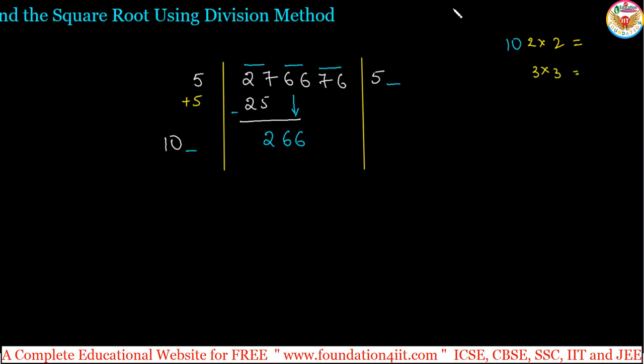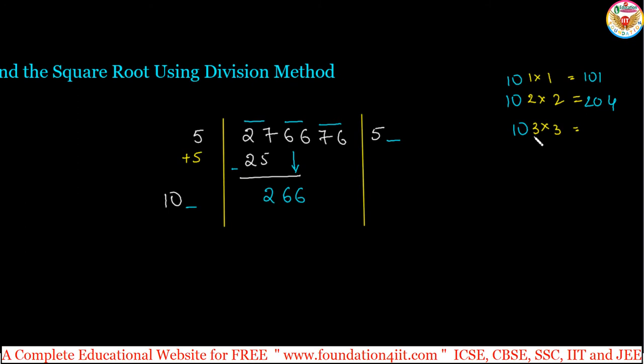10 is there, no? So the next place must be the same. That means 102 into 2 or 103 into 3, near to that, less than 266. Let me take 101 into 1. In this dividend place, divisor place and quotient place must be the same number. 101 into 1 is 101. 102 into 2: 2 twos are 4, 2 zeros are 0 and 2 ones are 2, 204 it is. And next, 103 into 3, so 309. But this is more than 266. So what should we take?